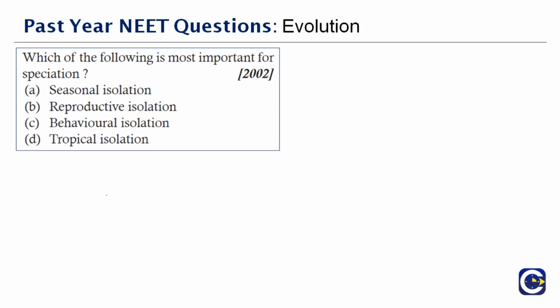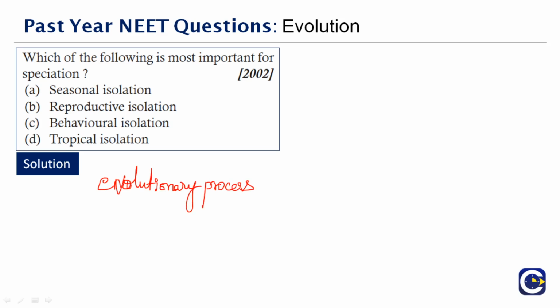Which of the following is the most important for speciation? Before that, can we just analyze a little bit of speciation? What do you mean by speciation? How can you describe it? See, speciation is an evolutionary process. What is it actually? It is an evolutionary process, we all know that, by which populations evolve to become distinct species.